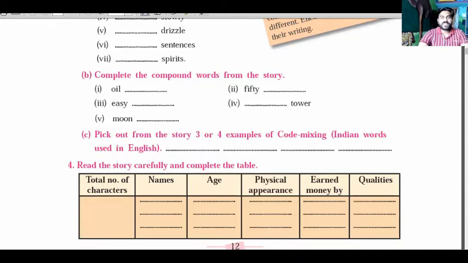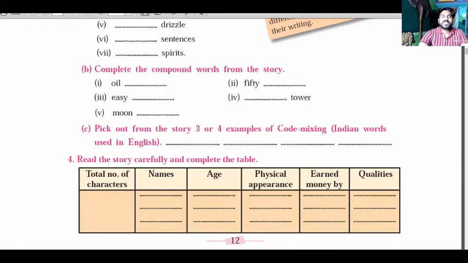Then seventh, dash dash spirits. So we have to write there my spirits rose. There is an incomplete phrase, but we can write that my spirits rose. Now next is activity B in point 3. Complete the compound words from the story. So we have to complete these compound words from our story.